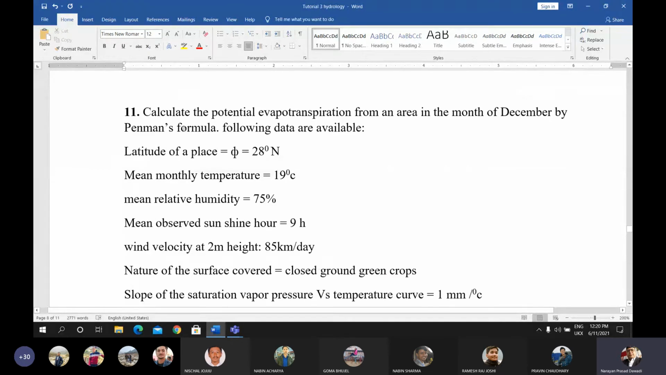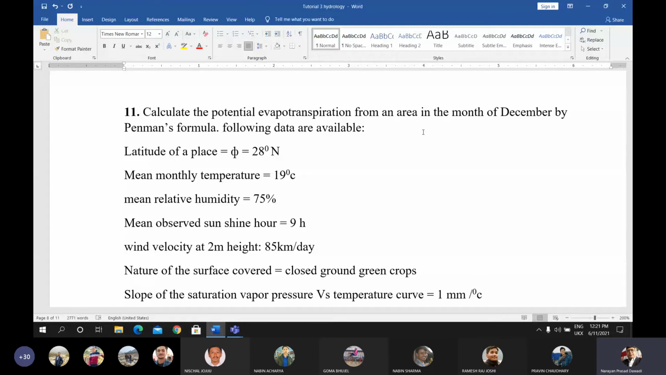Now, for question number 11, calculate the potential evapotranspiration from an area in the month of December by Penman's formula. Following data are available. I have already taught you about the Penman's equation. The Penman's equation is basically used to find the evapotranspiration of the area. That evapotranspiration may be potential evapotranspiration, actual evapotranspiration, or the consumptive use. You can use the Penman's equation to find the evaporation from that area.